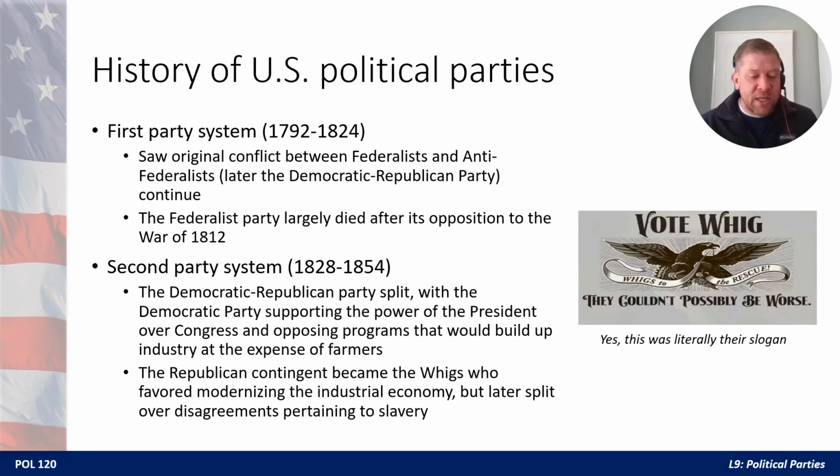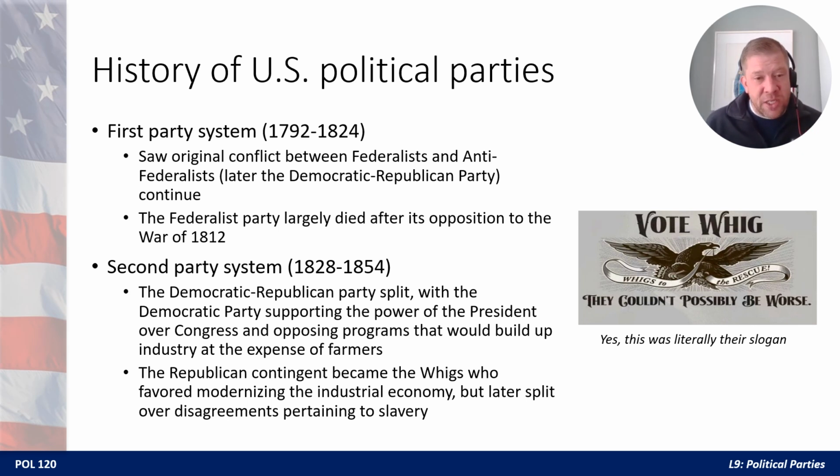Now, that brings us to the second party system, 1828 to 1854. So kind of that 25-year or so period leading up to the Civil War. The Democratic Republican Party ends up splitting, with the Democratic Party supporting the power of the president over Congress and opposing programs that would build up industry at the expense of farmers. So you're starting to see this division. Here's where we get the Democratic Republican Party, but they don't necessarily look like they do today.